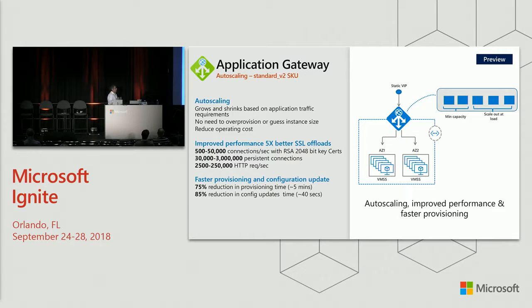Now, in addition to all the performance benefits, we have also worked very hard to bring down the provisioning and the configuration times. So now in the new SKU, it typically provisions in 5 to 6 minutes. So it's a 75% reduction from the current numbers. And configuration updates also have been brought down. If you call directly through the API, it should complete in 30 seconds. If you call through the portal or through SDKs, then it should complete within 40 seconds. And it covers most of the operations.